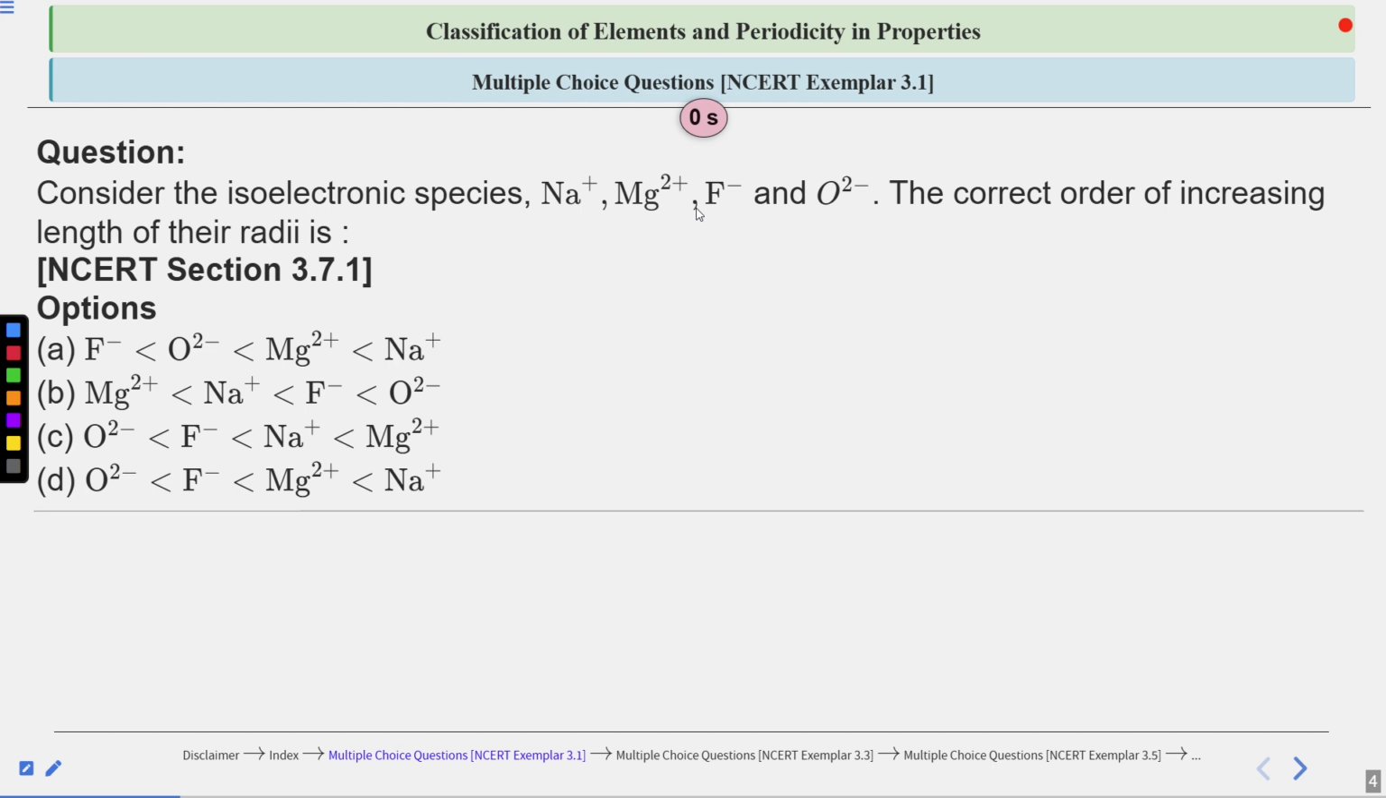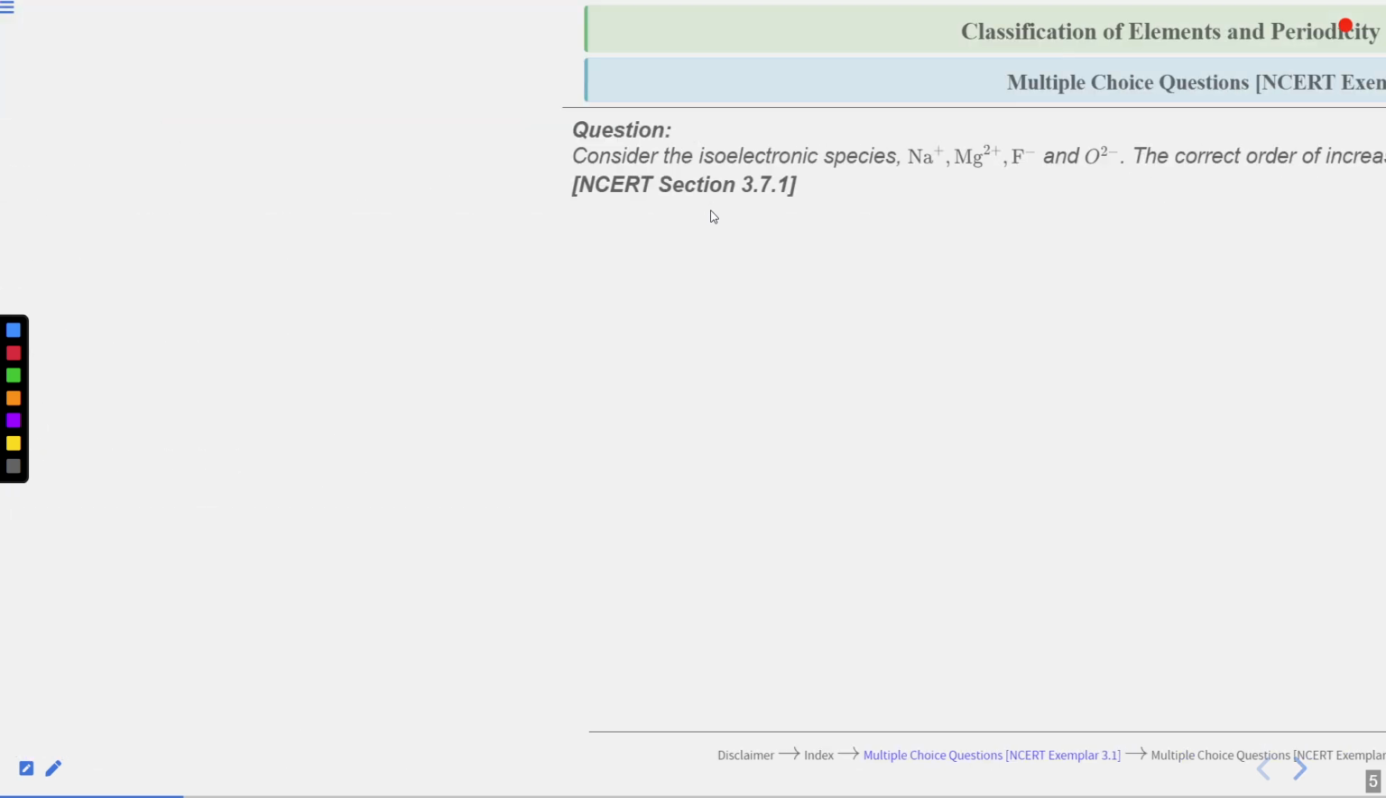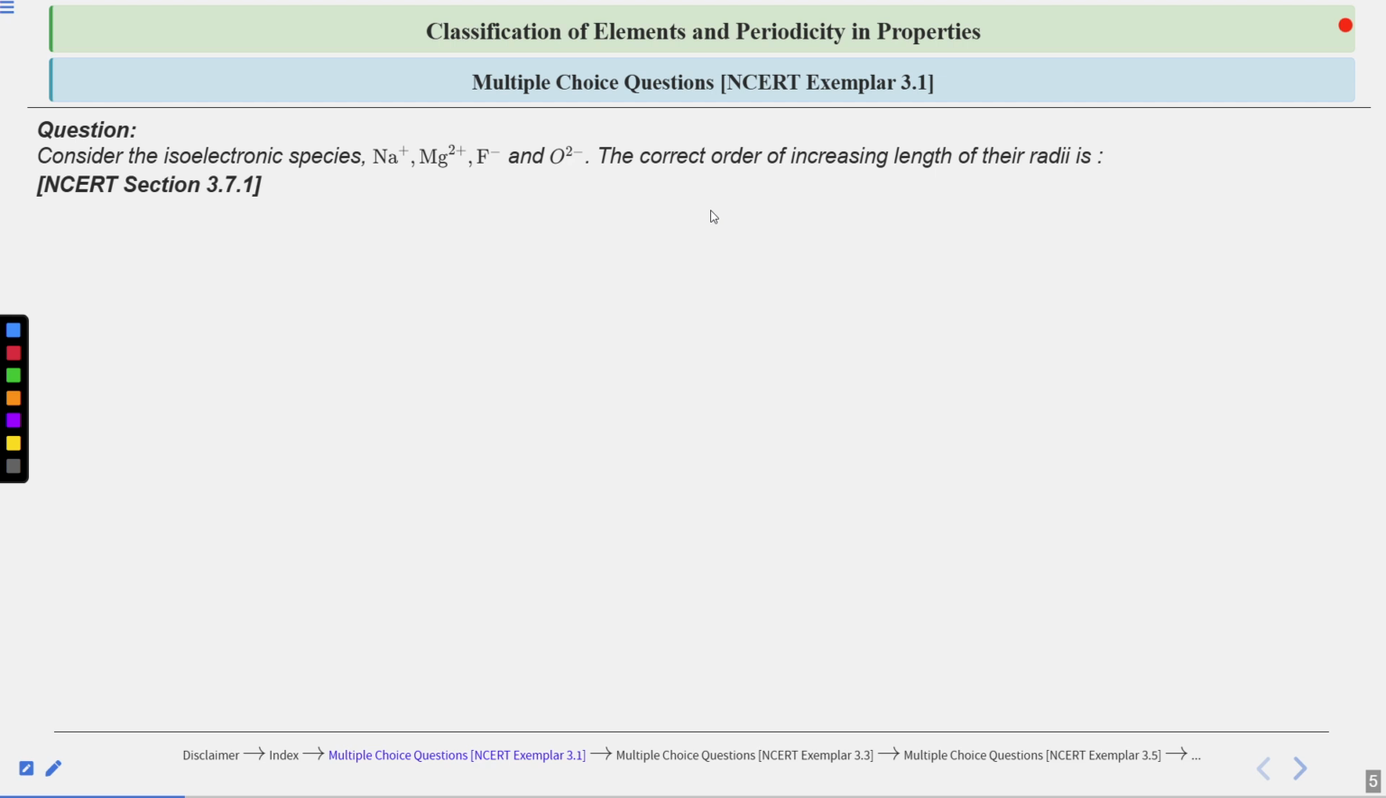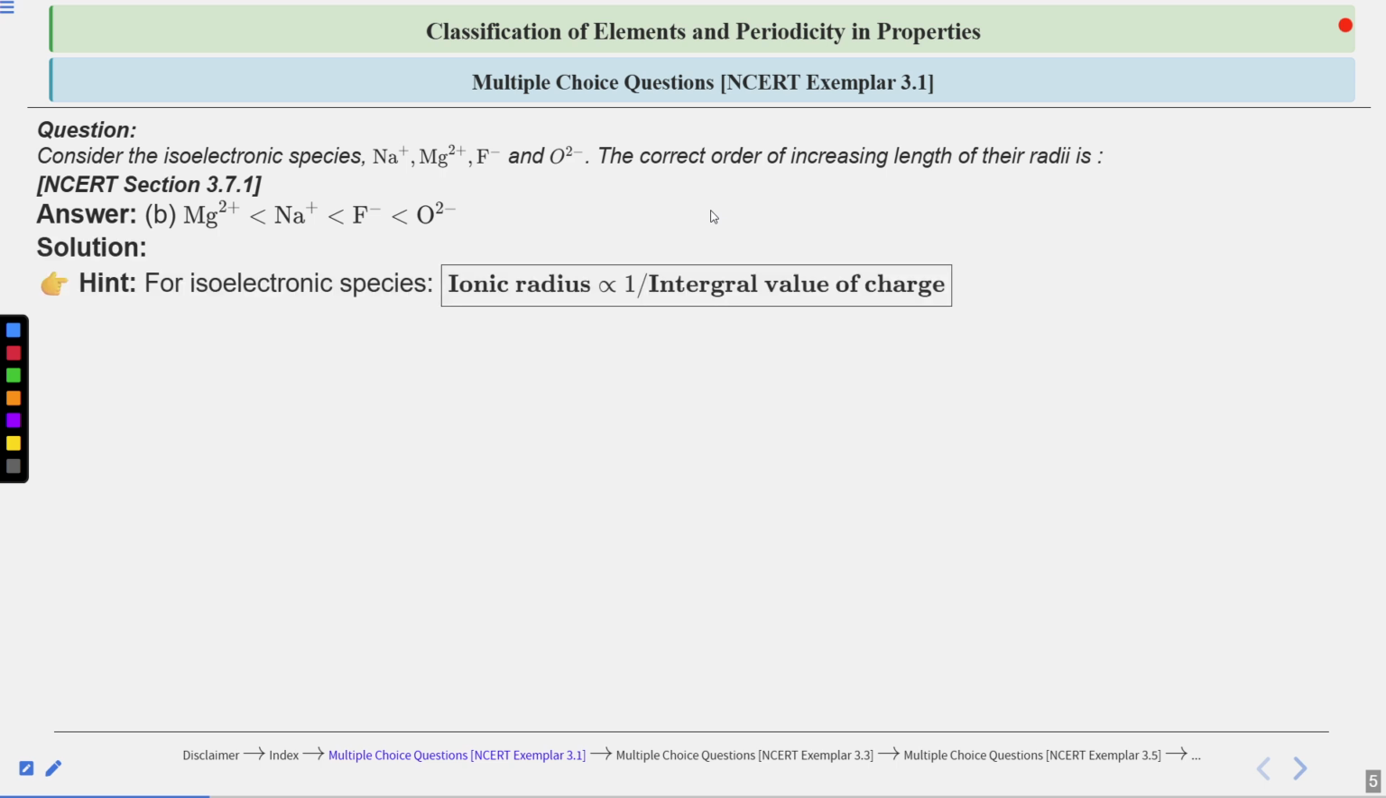So what will be the correct answer? It will be option number B. Okay, how are we saying that? The basic idea behind this question is, for isoelectronic species, your ionic radius is inversely proportional to the integral value of charge.